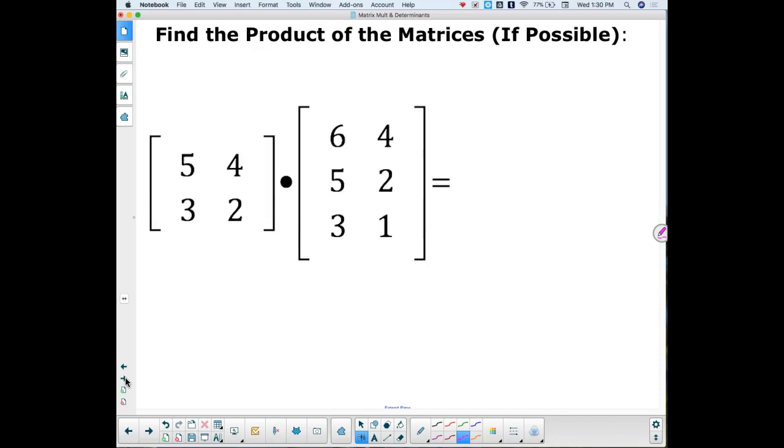Doable? Not doable. Why not? Those middle two numbers don't match up. Those two aren't the same, so it's not possible.